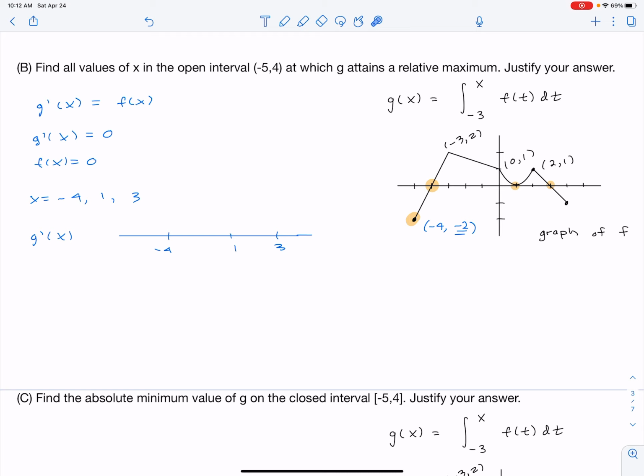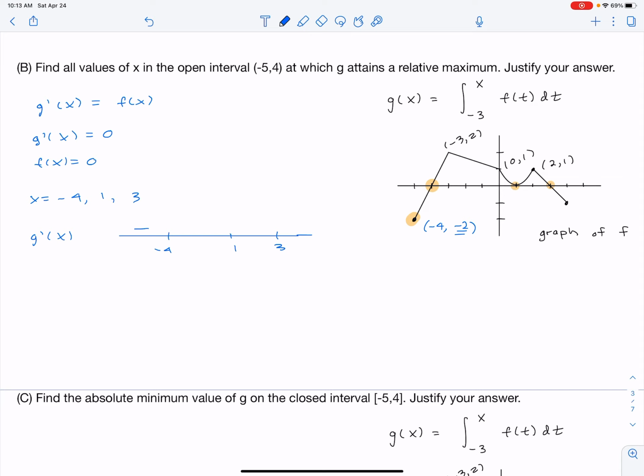So from -5, I meant to say, from -5 to -4, because the graph is below the x-axis, our derivative is negative. Okay, what about to the right of -4? Why don't you right now figure that out if you haven't? If you were confused on that, do that now.